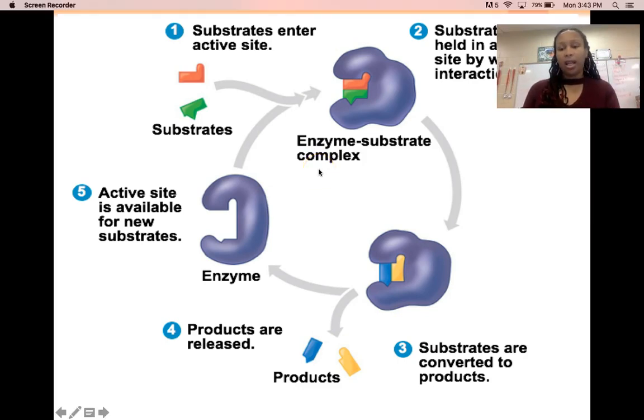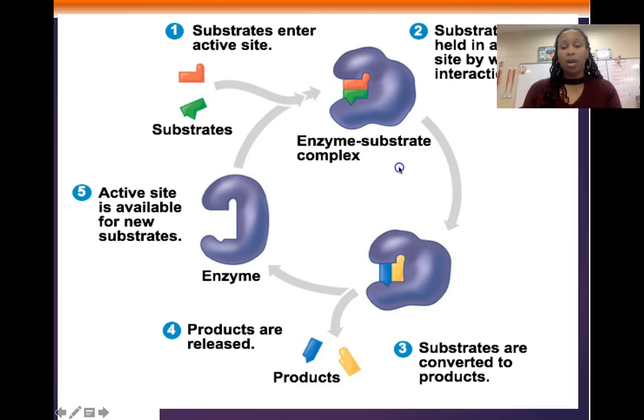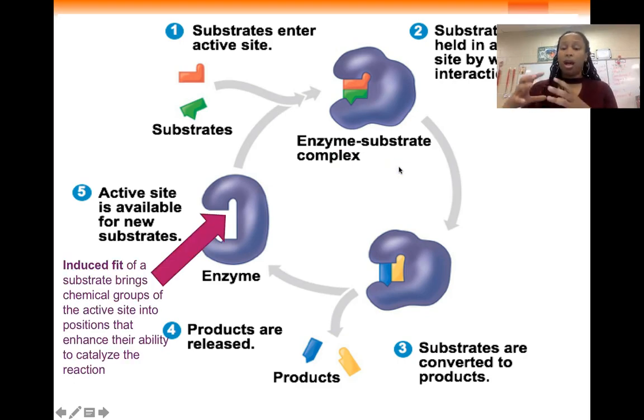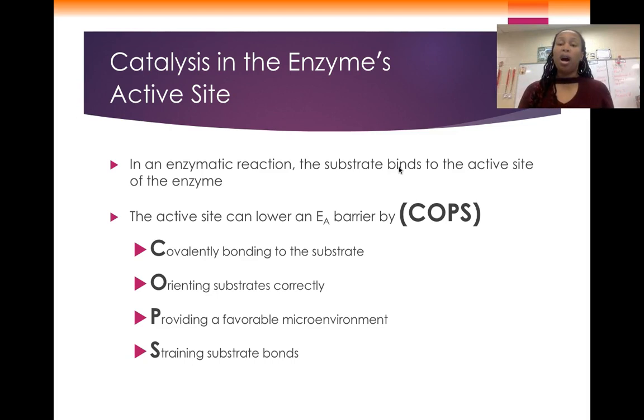Now that this active site is available for new substrates, what you will notice is that the active site has what's known as an induced fit. That induced fit brings the chemical groups of the active site into positions that enhance their ability to catalyze the reaction. Now, what I call the active site is the COPS, because the active site lowers the activation energy in one of four ways, and those four ways begin with C, O, P, and S. So the active site, they're the COPS.